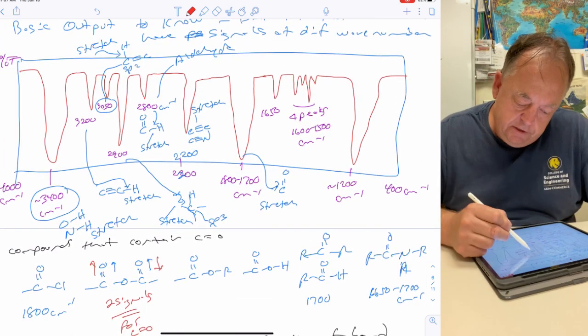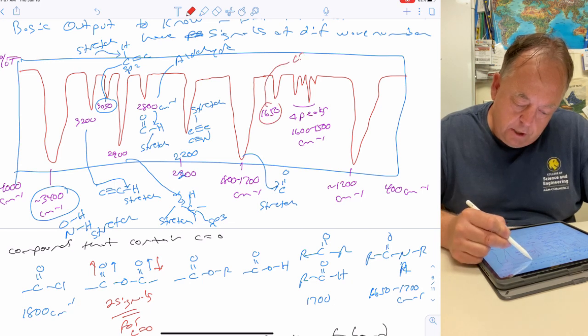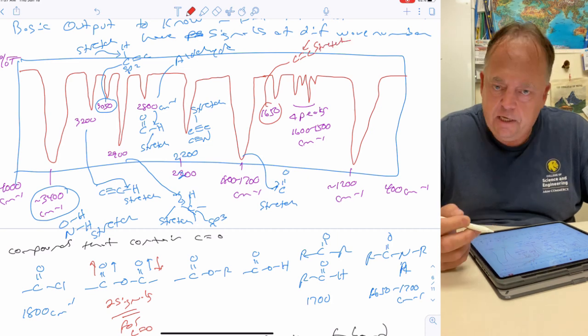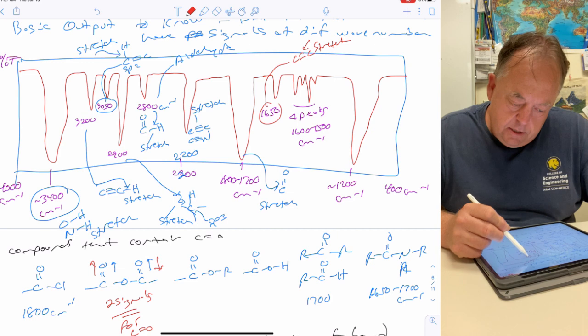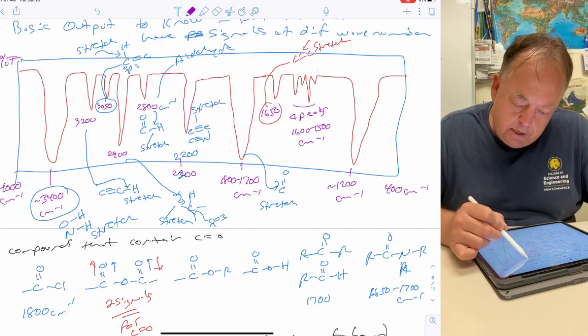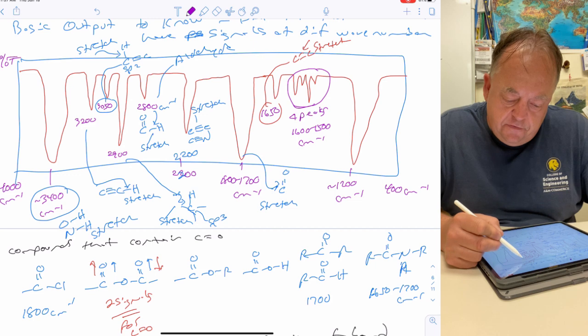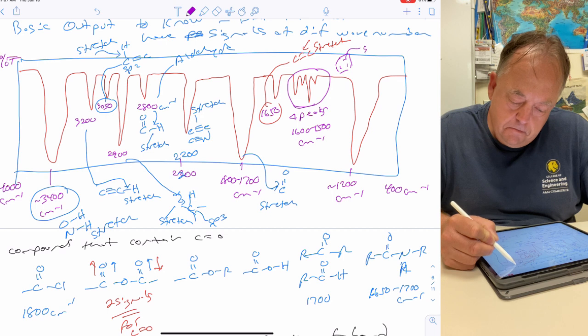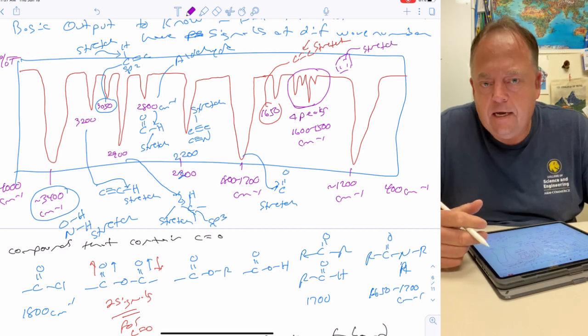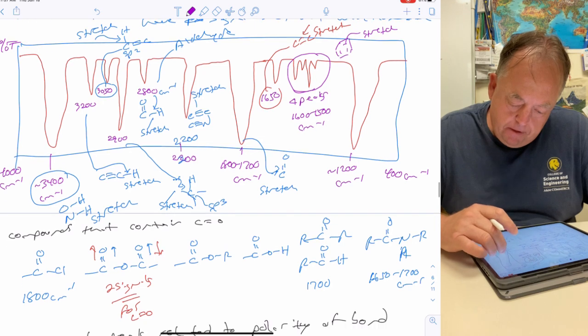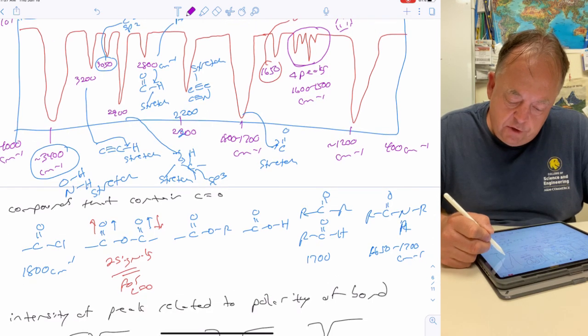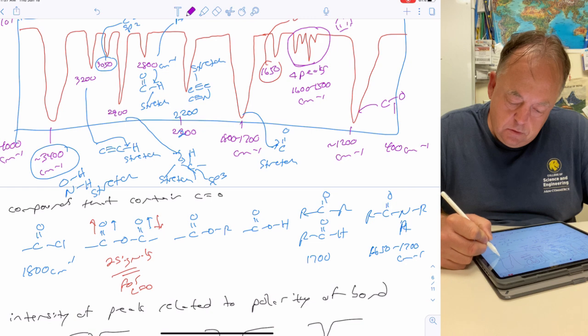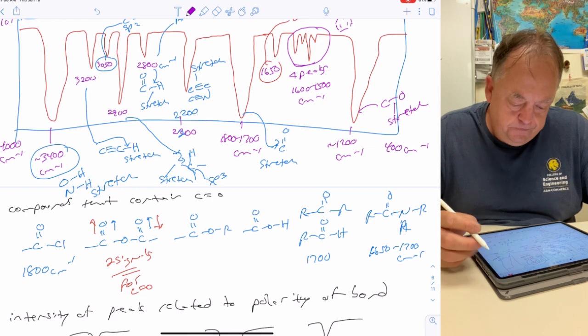Okay, so 1650 is the energy required to stretch a C double bond C. So if you have an alkene in the molecule, and then signals around 1600 to 1500 are the energy required to stretch a carbon-carbon double bond if it's aromatic. And then lastly, around 1200 is a CO single bond stretch.